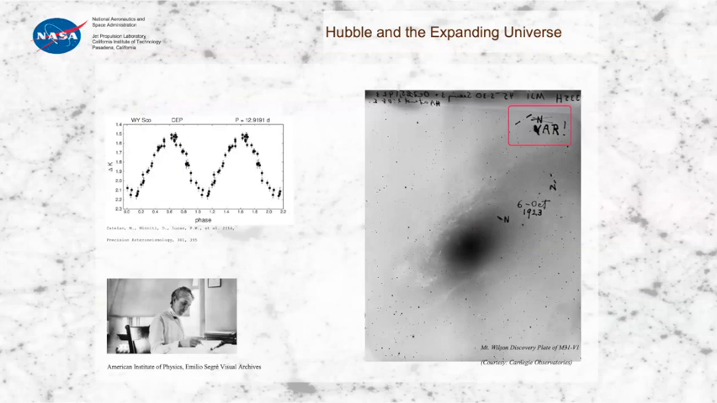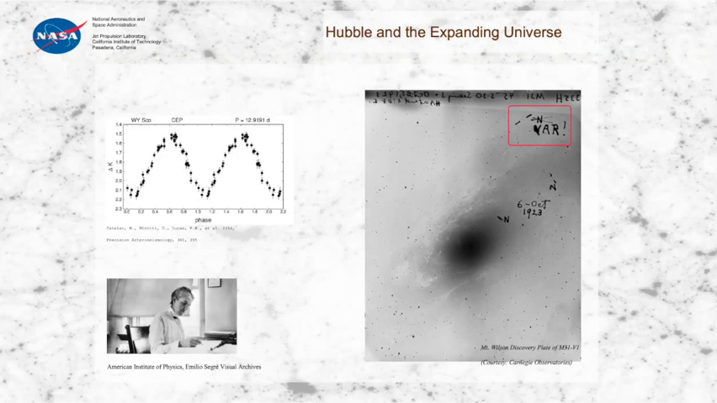Since this is an avid amateur astronomy association, I think a lot of people know this story, but I'll just say a little bit about it. Measuring distances in astronomy is one of the hardest things. And the way that this was done in Hubble's era, and even today, is with Cepheid variable stars.